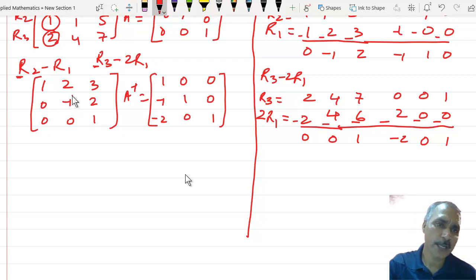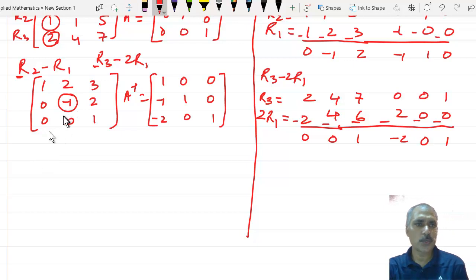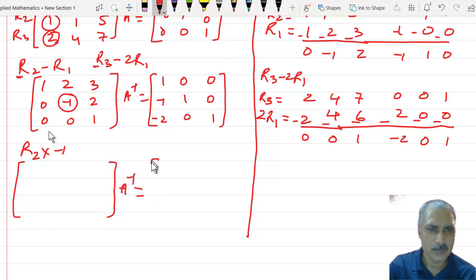Now we will go to the second row, second column element. Let us see the next operation, that is to make this minus 1 into 1. That means we will be multiplying row number 2 by minus 1 to make it 1. This is a very simple operation. We will be doing it directly. We will not have any workflow for that.